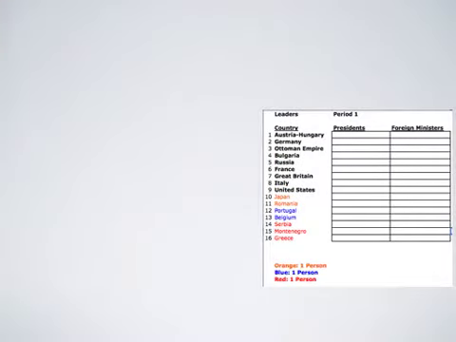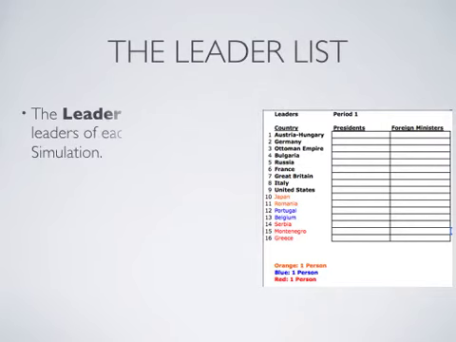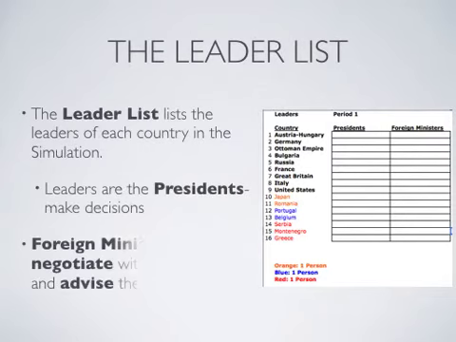The leader lists the leaders of each country. Leaders are the presidents who make the decisions. Foreign ministers negotiate with other countries and advise the president.